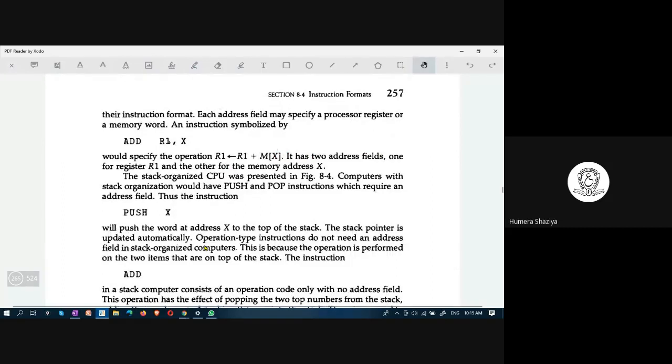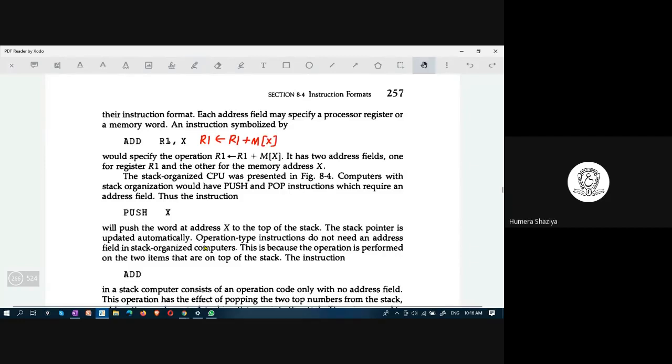In this example, there is an address of register and an address of memory. What does this indicate? It indicates that it is like adding the contents of R1 with the memory contents at x. This is R1 equals R1 plus M of x.